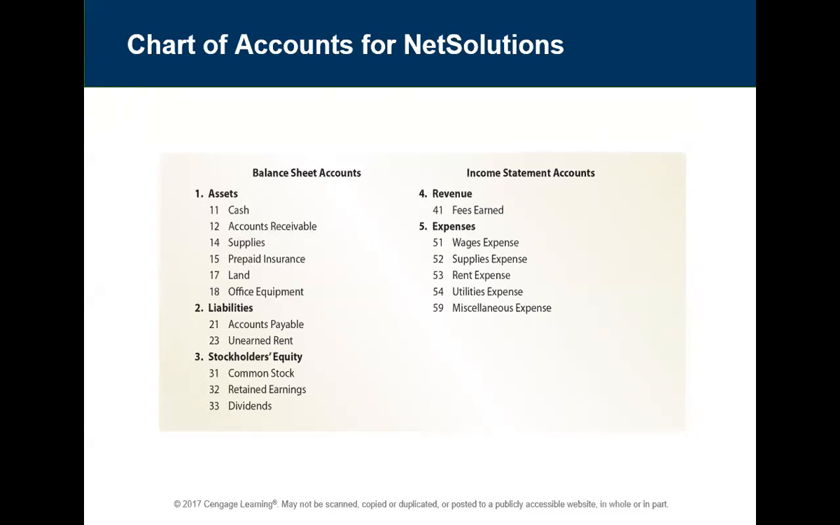And then liabilities, we just have accounts payable and unearned rent. Those all start with the number 2. And then we have our equity accounts: common stock, retained earnings, and dividends. Those are the 3 equity accounts we'll be going with. And then number 4, we have our revenues, which is just fees earned. And then 5, we have expenses: wages, supplies, rent, utilities, and miscellaneous. So for this company, this is the full list of accounts that they're going to use. So when we're analyzing transactions, these are the accounts that we must use.